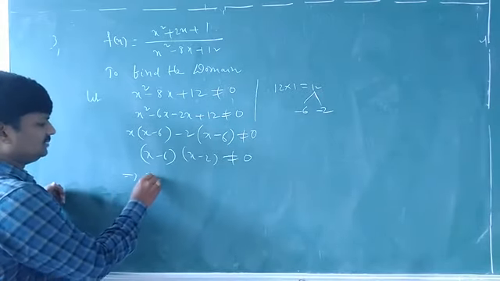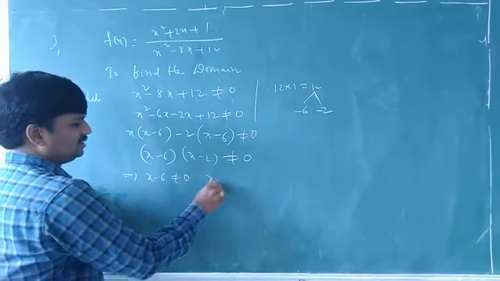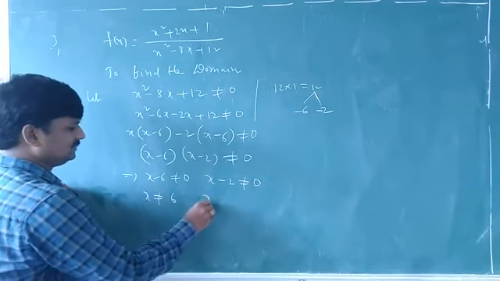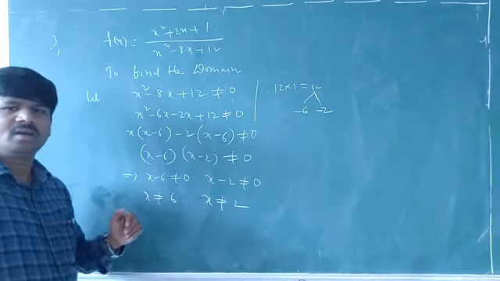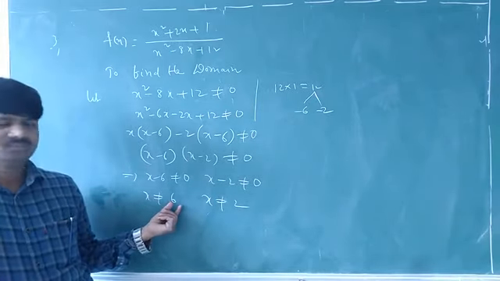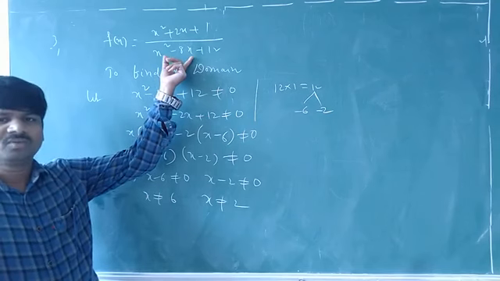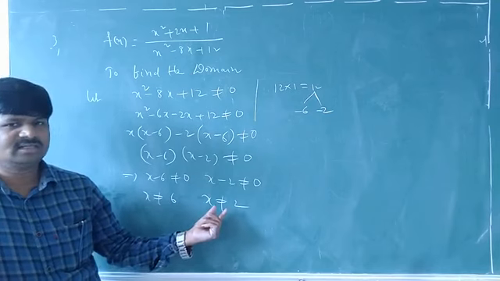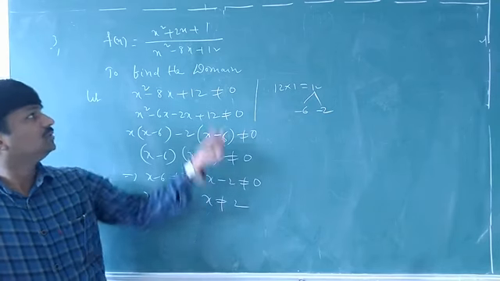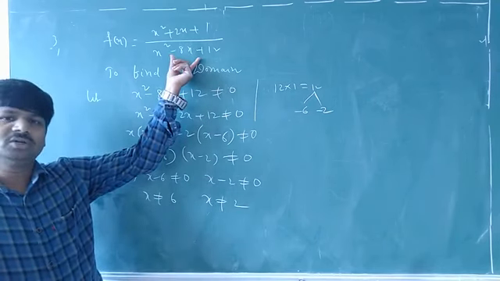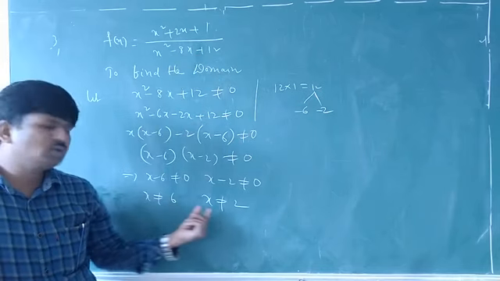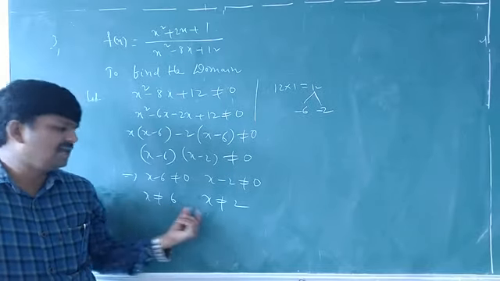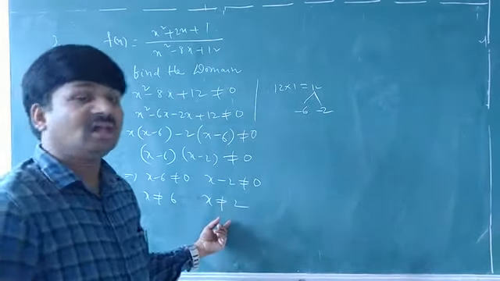Next, x minus 6 into x minus 2 is not equal to 0. So this implies x minus 6 not equal to 0 and x minus 2 is not equal to 0. So x is not equal to 6, x is not equal to 2. If you take x equal to 6, then this denominator will become 0, so you cannot take 6. If you take x equal to 2, then this denominator also becomes 0. So that is why these two x values you cannot take. Except these two values, you have to take all the real numbers.